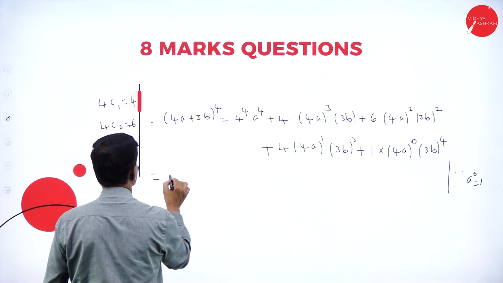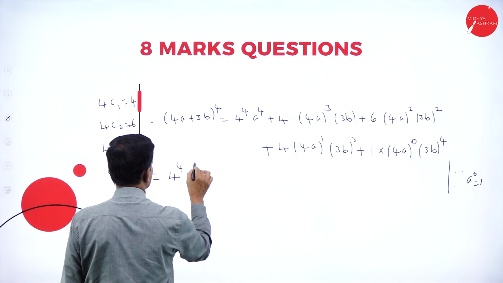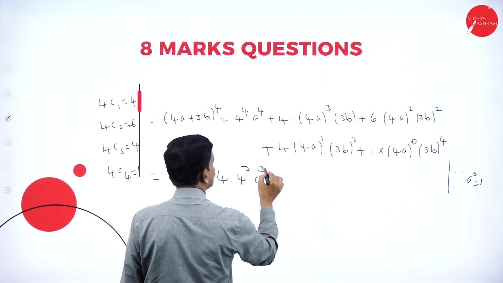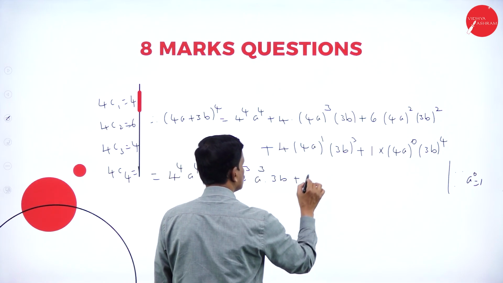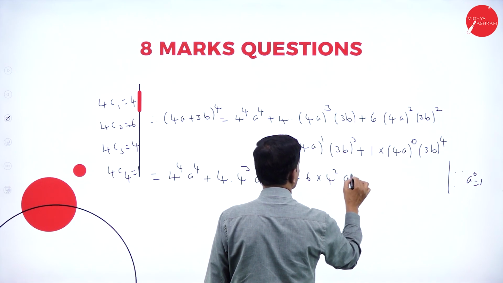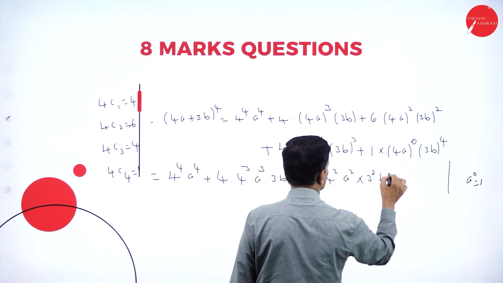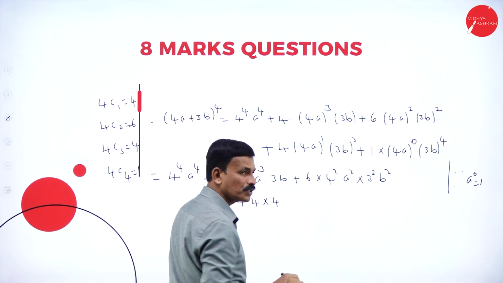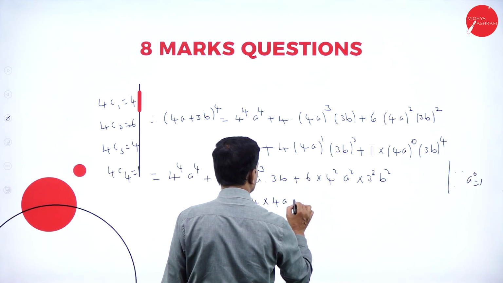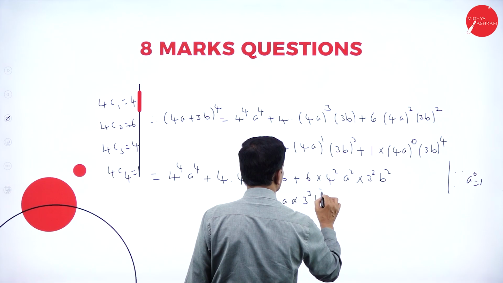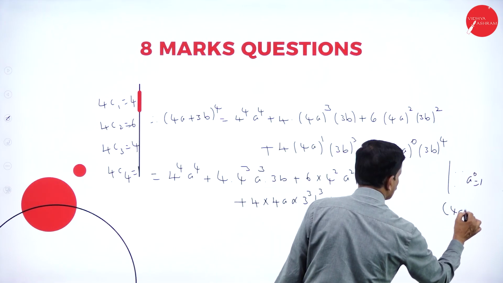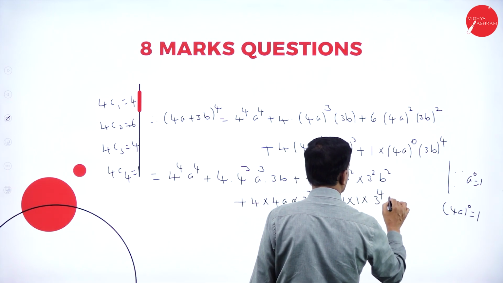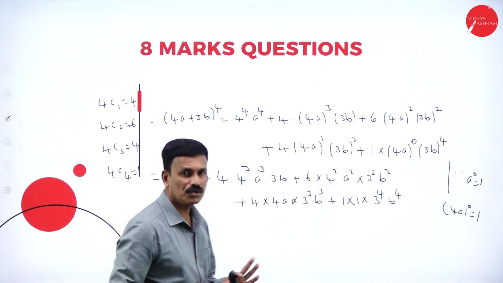So this can be written as 4 to the power of 4 a to the power of 4 plus 4 into 4 cube a cube 3b plus 6 into 4 square into a square into 3 square into b square plus 4 into (4a) to the power of 1, which is 4 into a into 3 cube b cube, plus (4a) to the power of 0 is 1, this is 1 into 3 to the power of 4 b to the power of 4. So you just simplify this.